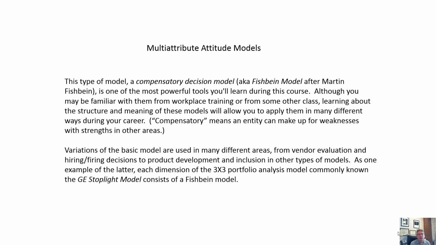Multi-attribute attitude models are a form of compensatory decision-making model. These types of models, of which the best known we're going to look at here, called a Fishbein model, are known as compensatory models because when you're looking at several options, an option that you're choosing to, say, purchase that is weak in one particular attribute you're looking at as an important part of the decision can make up for that weakness with strengths in other areas, so it can compensate for them. That's why the name has been applied to that general class of models.